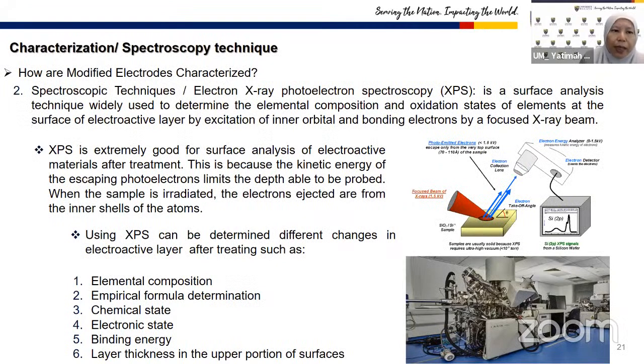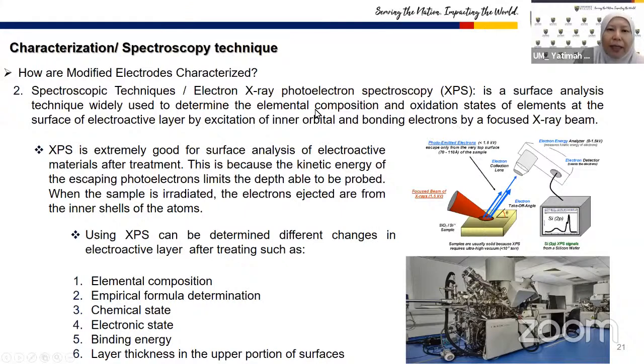The second technique that I've mentioned to you is the spectroscopy technique. This is very straightforward. I hope that you have heard about XRD, X-ray diffraction, and now we are looking into X-ray photoelectron spectroscopy, or XPS. XPS is very expensive equipment. In Malaysia itself, we only have two XPS in the country. You can see from the photograph here a very dedicated and sophisticated piece of equipment, whereby you can do surface analysis to determine the elemental composition and oxidation states of elements at the surface of the electroactive layer by excitation of inner orbital and bonding electrons by a focused X-ray beam.